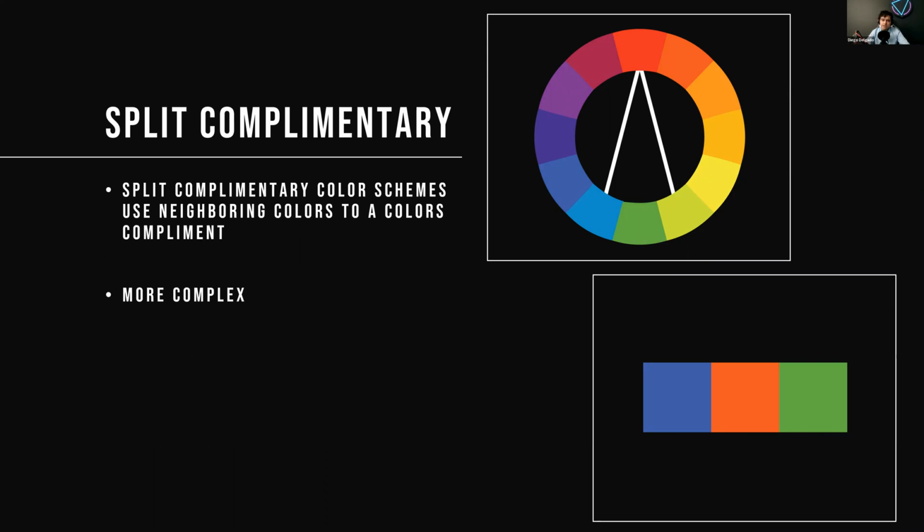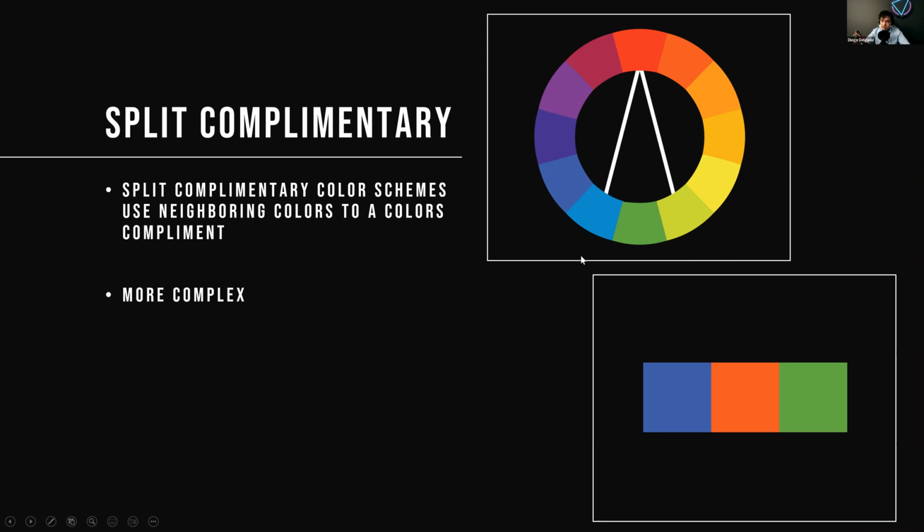A split complementary color scheme is kind of interesting. It takes the colors on either side of the original color's complement. So let's say, for example, we had this orange right here at the top of the color scheme. Well, its complement would be this green straight across from it. And then we take its neighbors. That's how we get the split complementary color scheme.